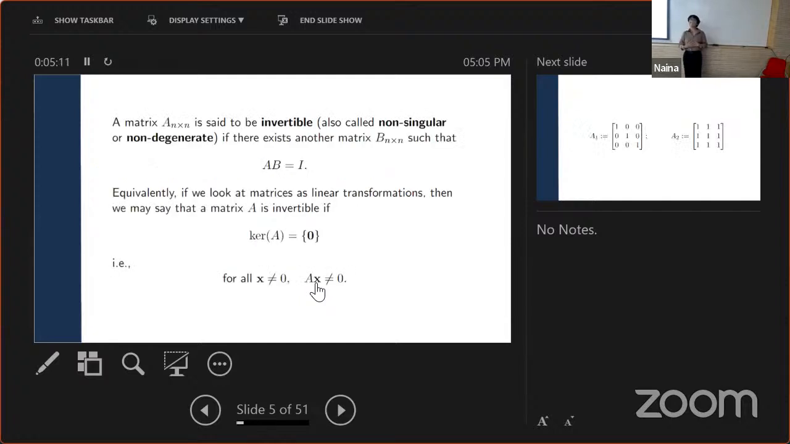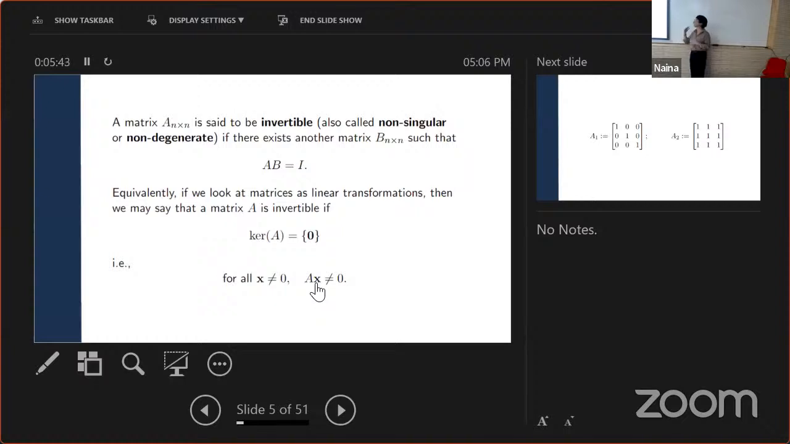One fundamental property that we can ask about matrices is whether they are invertible. This is usually called being non-singular or non-degenerate. When we talk about matrices, the usual definition is that if there exists another matrix B such that A times B gives us I, where I is the identity matrix, then the matrix is said to be invertible. What this means is that if I have a transformation, can I find an inverse map to go back to what I started with?